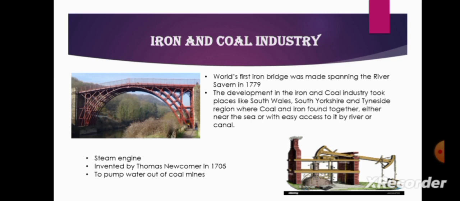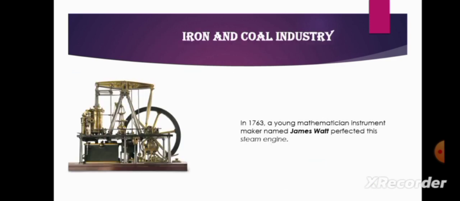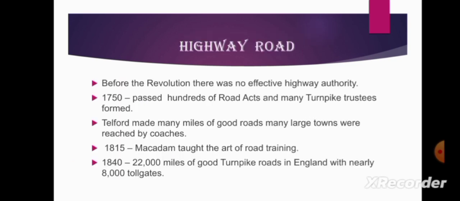And other inventions connected with this trade were made by people like Newcomen and James Watt. In 1705, Newcomen made a steam engine to pump water out of coal mines. And later, in 1763, a young mathematical instrument maker named James Watt perfected this steam engine.